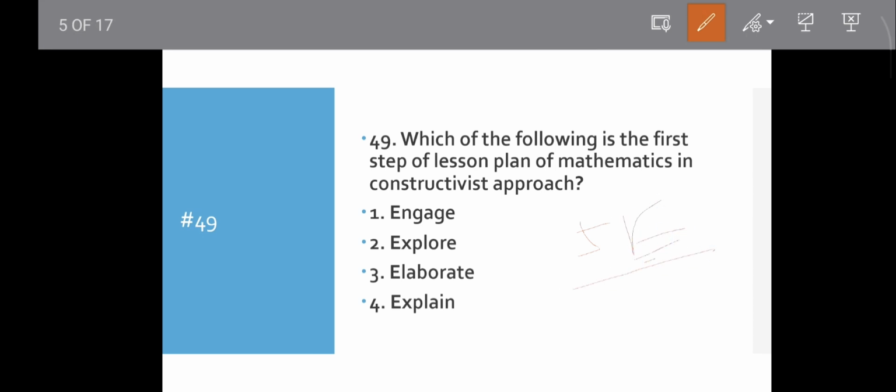The 5E lesson plan was given by Roger Bybee in 1987. This is the 5E model: engage, explore, explain, elaborate. Here it says mathematics, but it can be used in any subject, mostly science. So which is the first step of any lesson, whether mathematics or social science, whatever subject exists? Engage, explore. Engage will be the correct answer.